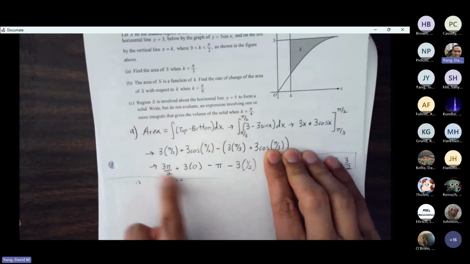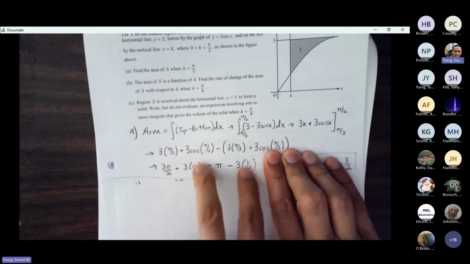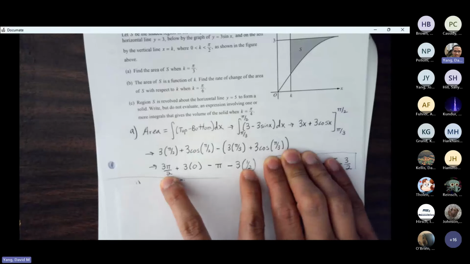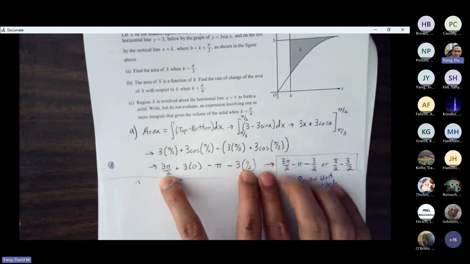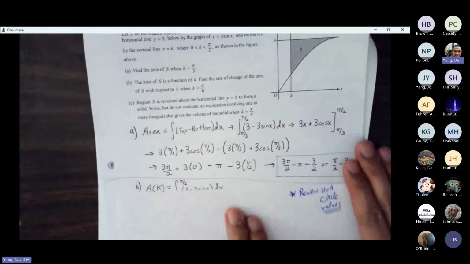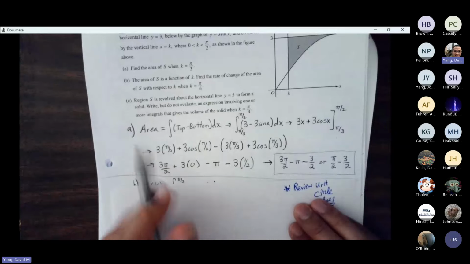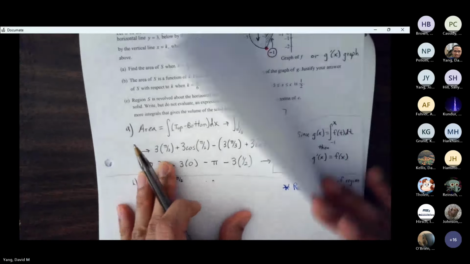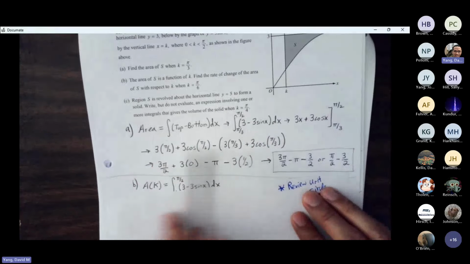Now, if you want to stop at this point, that's fine because you've already resolved all your unit circle values. So this is fine, but you can also go a little further and clean up a bit more. But if you leave your answer in this form, that will still earn you full credit right here.